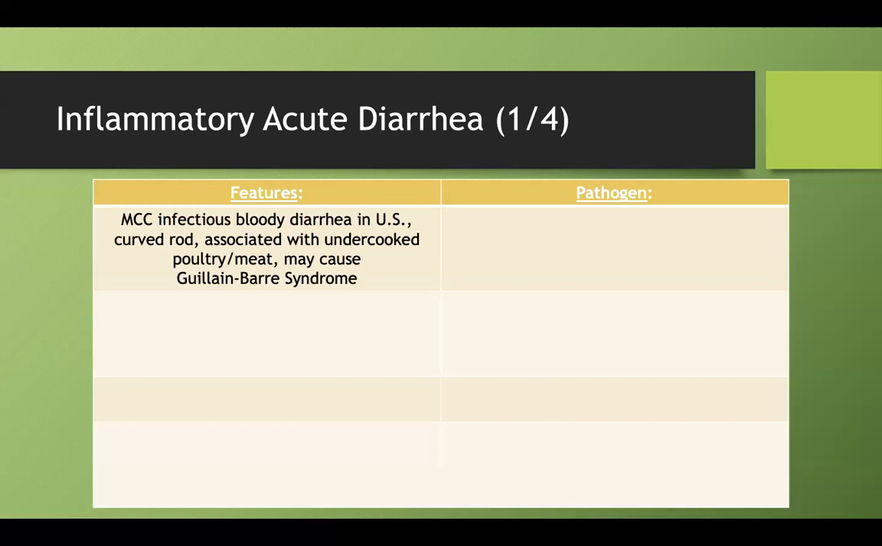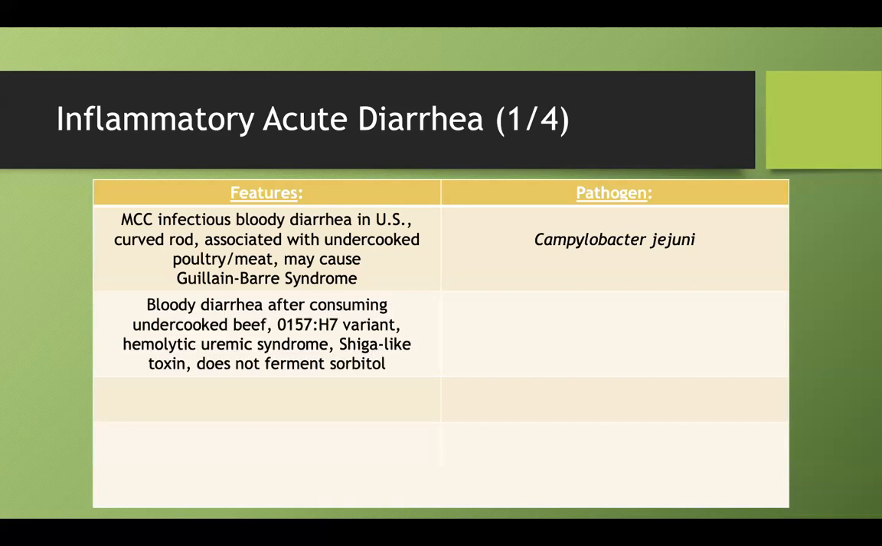So what's the most common cause of infectious bloody diarrhea in the US? This bacteria is a curved rod. It's associated with undercooked poultry and meat, and it may cause Guillain-Barré syndrome. This is Campylobacter jejuni. How about what if you see somebody who has bloody diarrhea after consuming undercooked beef? It has a classic O157:H7 variant. It's associated with hemolytic uremic syndrome. It has a Shiga-like toxin, and it does not ferment sorbitol. This is enterohemorrhagic E. coli, or EHEC.